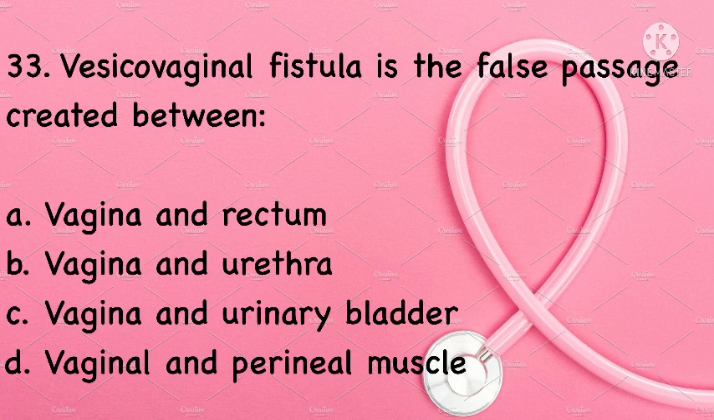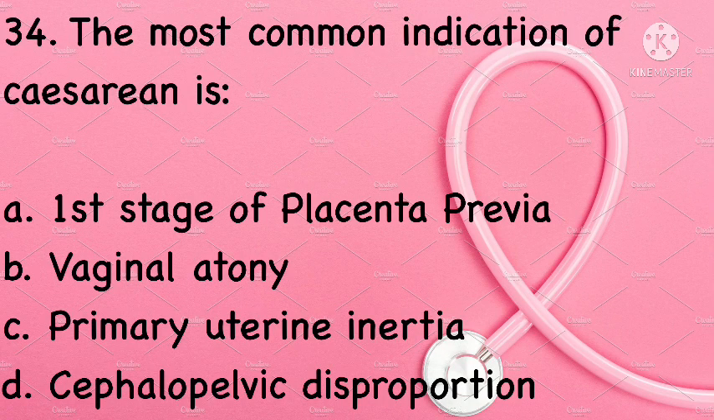Vesicovaginal fistula is the false passage created between: vagina and rectum, vagina and urethra, vagina and urinary bladder, vagina and perineal muscle. Correct answer is C. Vagina and urinary bladder. The most common indication of caesarean is: first stage of placenta previa, uterine atony, primary uterine inertia, cephalopelvic disproportion. Correct answer is D.